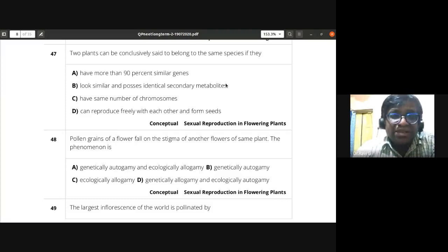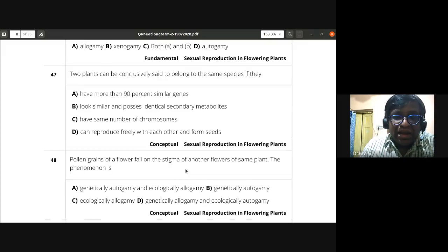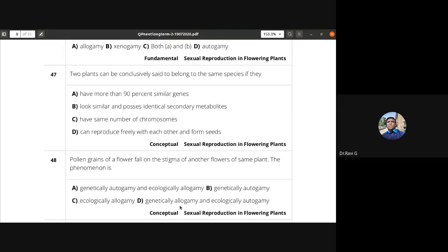47, D is the answer. 48th, pollen grains of a flower fall on the stigma of another flower of the same plant. So this is geitonogamy that they are talking about. Genetically they are autogamy and ecologically allogamy. A is the answer. Genetically they are self-pollination, but ecologically they are allogamy, that is cross-pollination. So A is the answer.